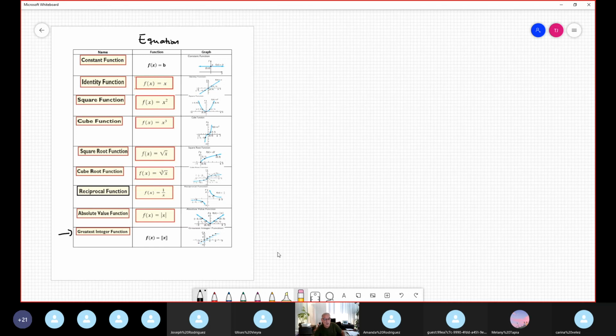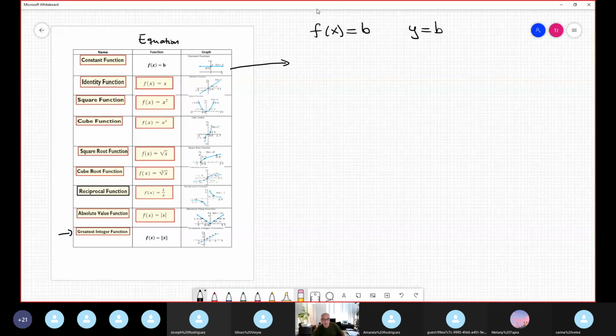Well, the first one is constant. Constant is a horizontal line. That is, f of x equals b. It's equivalent to say y equals b. And who is b? B is an arbitrary number. B is equal to 4, 20. So this is a horizontal line. For this horizontal line, the domain is all real numbers.